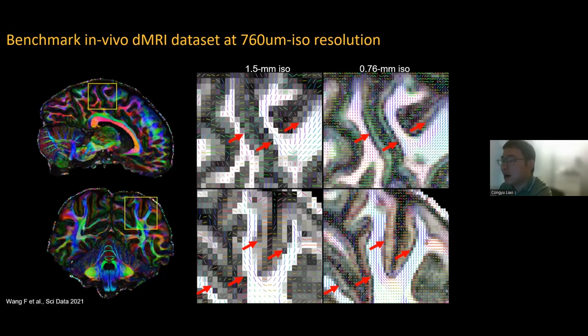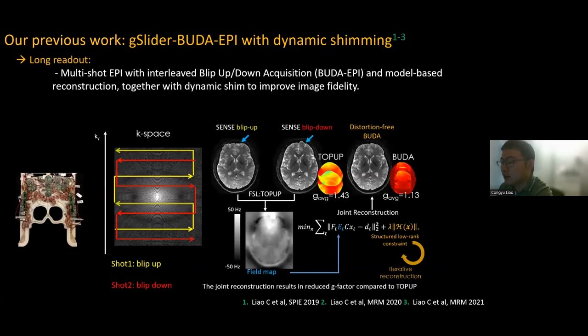So to summarize the first section, in this section, we present gSlider-BUDA EPI with dynamic shimming to tackle issues of EPI acquisition for 600 to 800 micron diffusion MRI. To reduce the long EPI readout, we first propose a multi-shot EPI with interleaved blip up and down acquisition, BUDA EPI, and the joint parallel imaging reconstruction together with the ACDC coil to achieve distortion and navigator-free EPI.